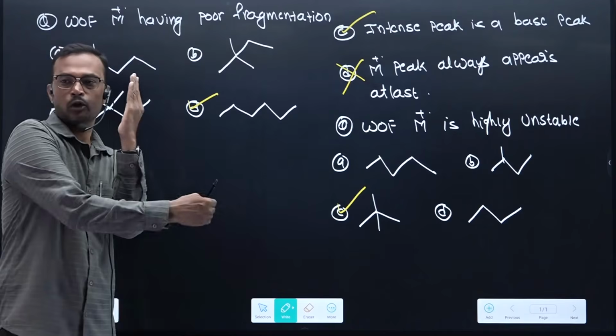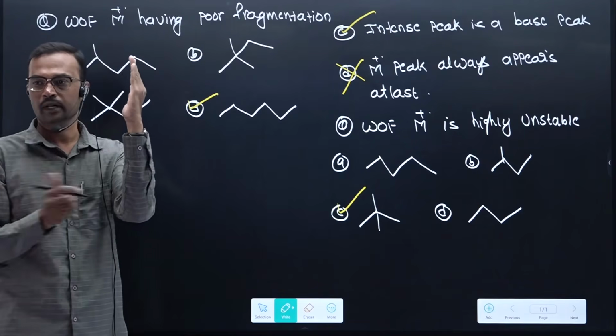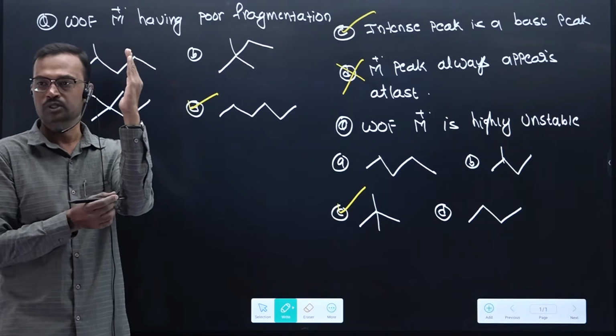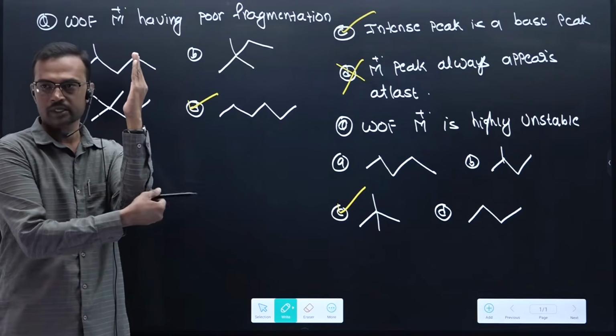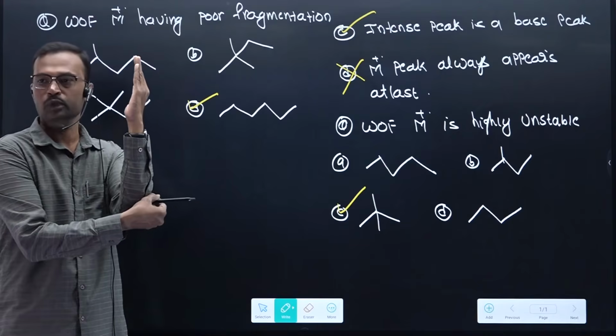Left side of molecular ion, low mass region. Right side of molecular ion, high mass region. High mass region may be M+1 peak, isotopic peak, impurity peak. Less than this, fragment ion peaks appear.